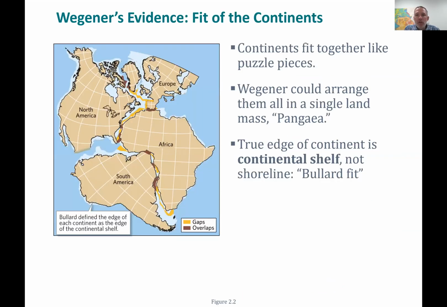So here's an image of how these continents are fitting together. You'll notice there's a little bit of overlap. As it turns out, if we look just at the continents, it doesn't fit as well. But if we extend the continents all the way out to the edge of the continental shelf, which is where the rocks change from continental crust to oceanic crust, the fit is even better.